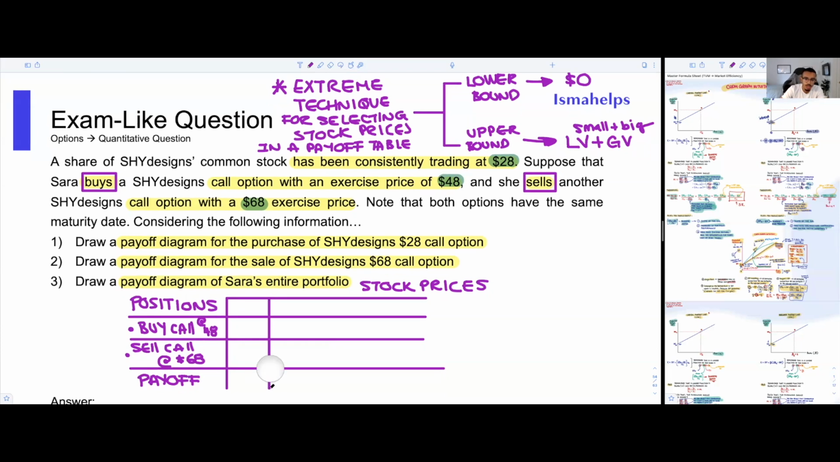Okay, so the first thing that we're going to plug in is going to be $0. Then the next thing is going to be $28. Notice how we're literally just plugging in all of the stock prices. Then another thing that you could plug in will be $48. Another thing is going to be $68. And then the extreme value that we were talking about earlier, we simply take 68 plus 28. So 68 plus 30 is 98, minus 2 is 96. So we're going to have $96 right here, and we can maybe extend these a little bit.